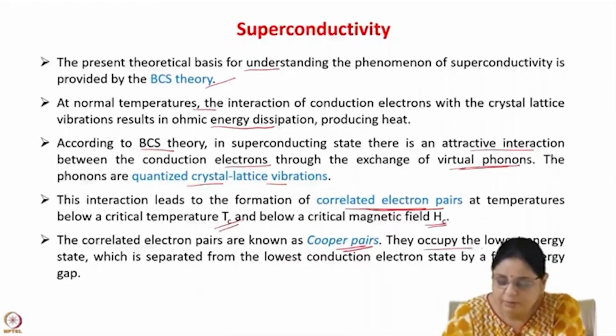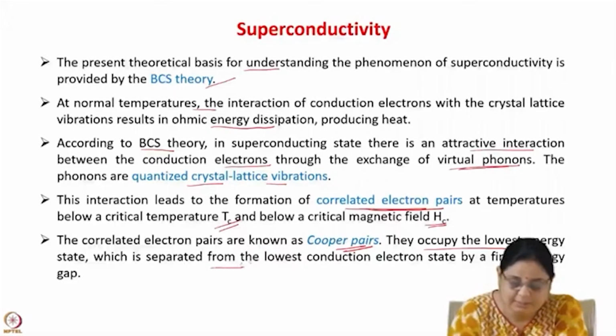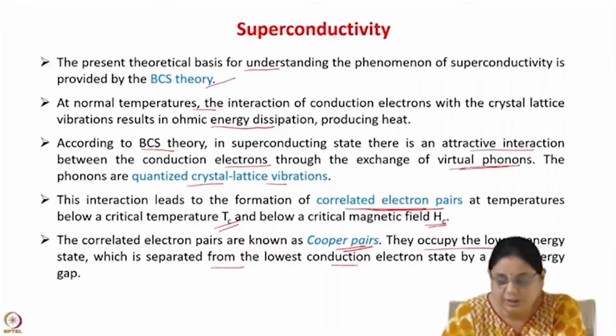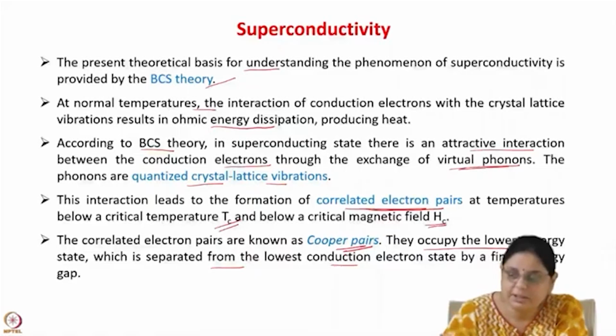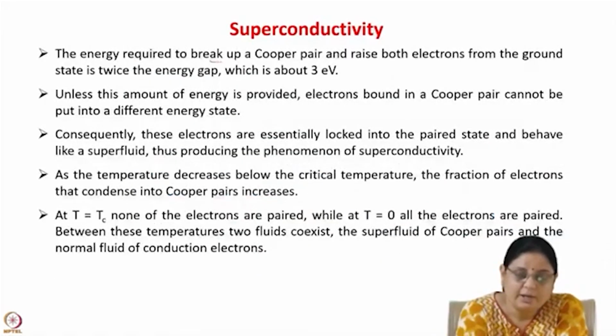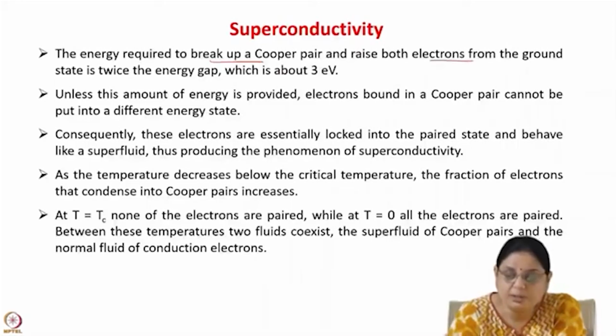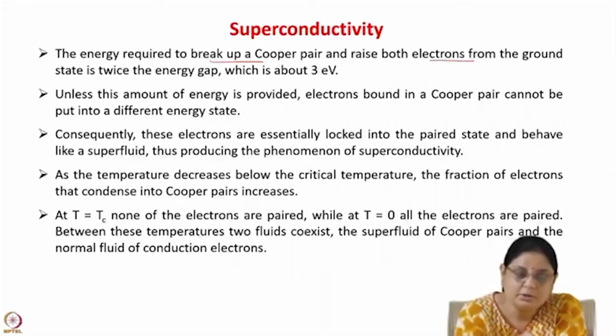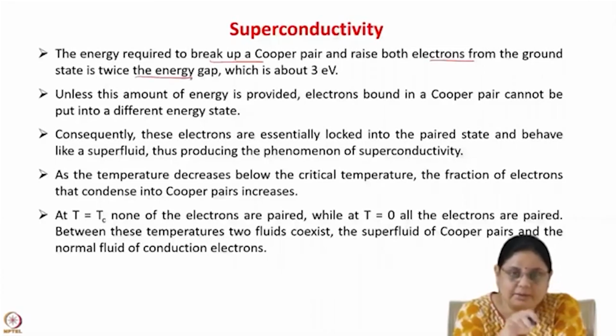These Cooper pairs occupy the lowest energy state, which is separated from the lowest conduction electron state by a finite energy gap. The energy required to break up a Cooper pair and raise both electrons from the ground state is twice the energy gap, which is about 3 electron volts. Unless this much energy is provided, the electrons bound in a Cooper pair cannot be put into a different energy state. So these electrons are essentially locked into the paired state and behave like a superfluid, thus producing the phenomenon of superconductivity.